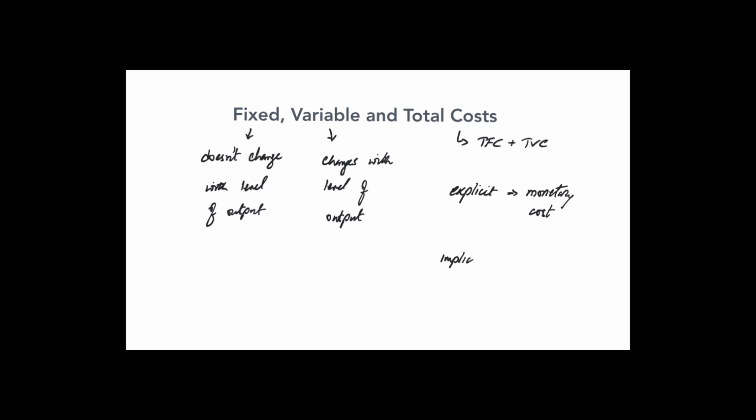Implicit cost would be the opportunity costs. For example, the owner could have put the money with which he started the car wash in the bank and earned interest on it. So he's foregoing that. Or he could have gone somewhere else and worked. He could have earned some money over there. That's also his opportunity cost.